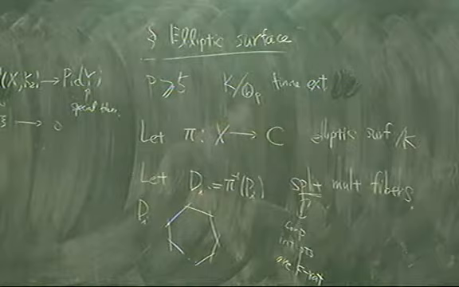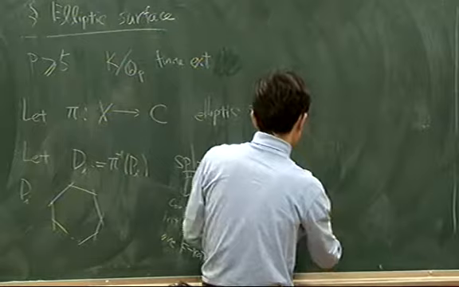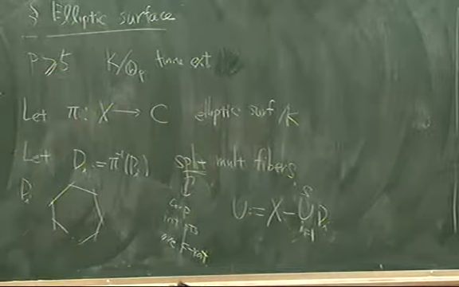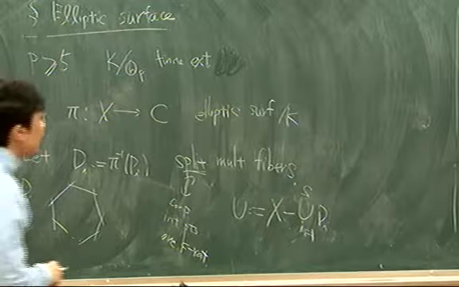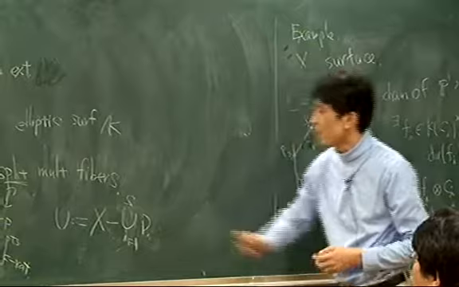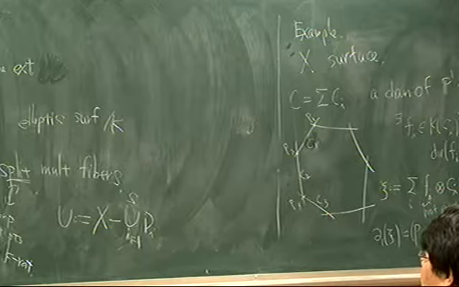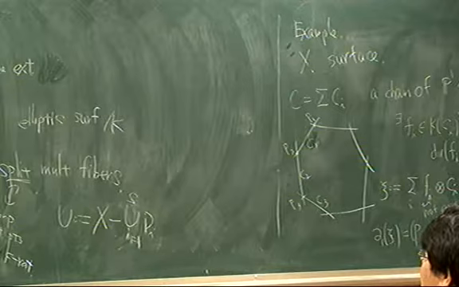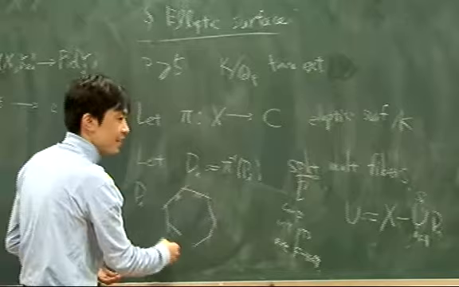And put U as the complement of the union of the D_i in X. As we have seen in the example, we have a candidate of an indecomposable element C for each split multiplicative fiber. Each component of D_i is rational, because the general fiber is an elliptic curve, so each component cannot be a higher genus curve. So these are P1s intersecting transversely.